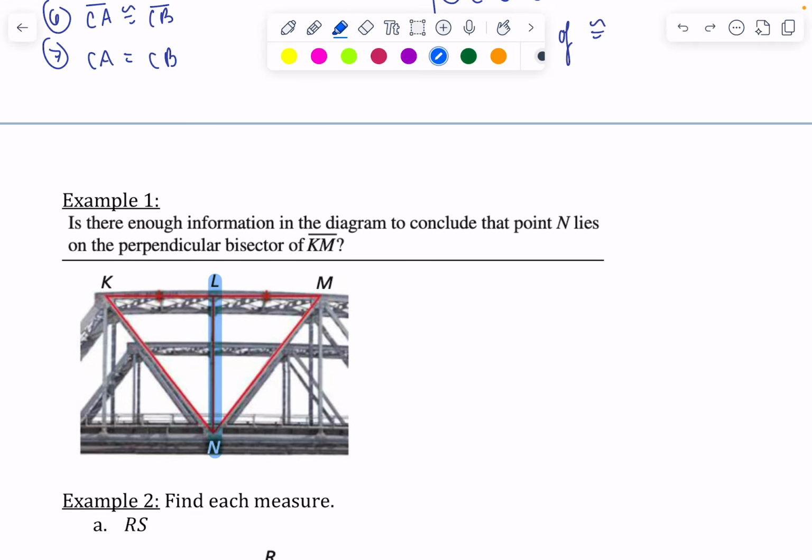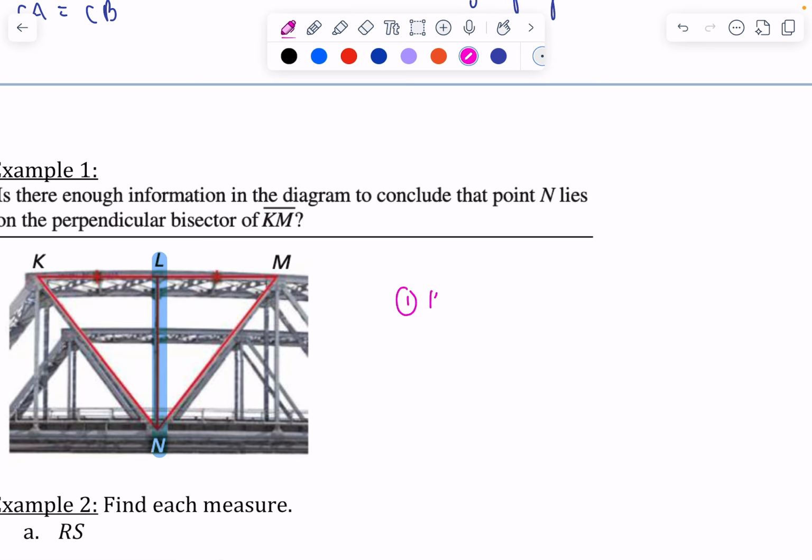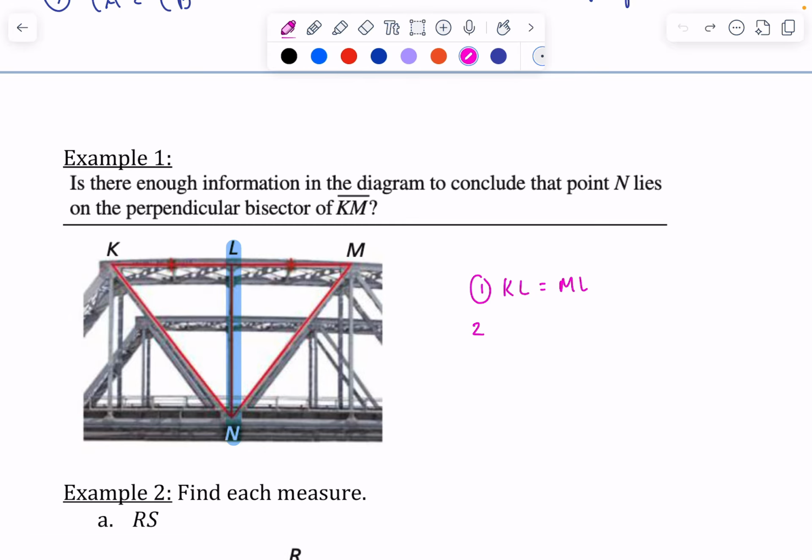So we do know one piece of information, which is that KL is equal to ML, which means that the segment is getting cut in half. However, the second piece of information we don't know. We don't know if KM is perpendicular to LN, so we don't have enough information. Okay, we don't know if KM is perpendicular to LN, so we can't say that. And really, it's in the name. We have the bisector part because it's being cut in half. We don't have the perpendicular part, so we can't say that. All right.